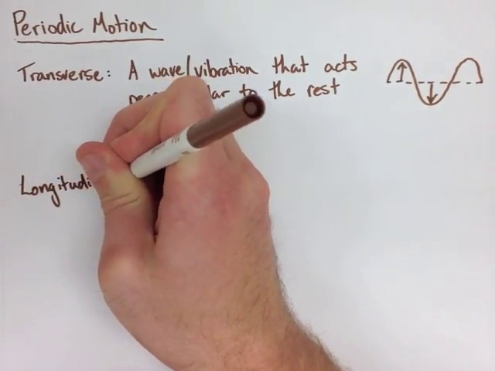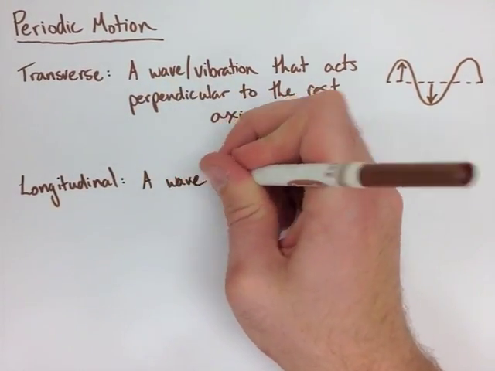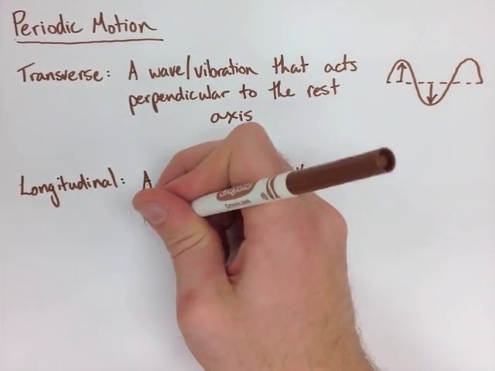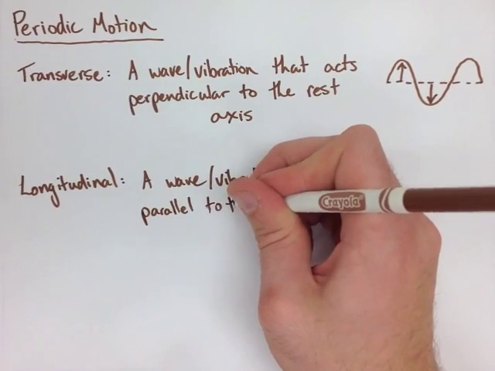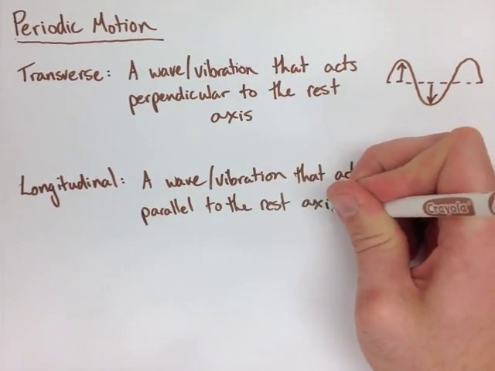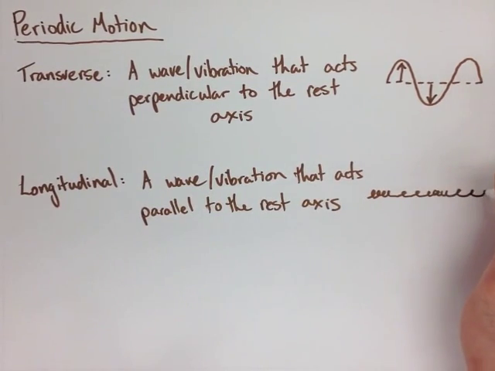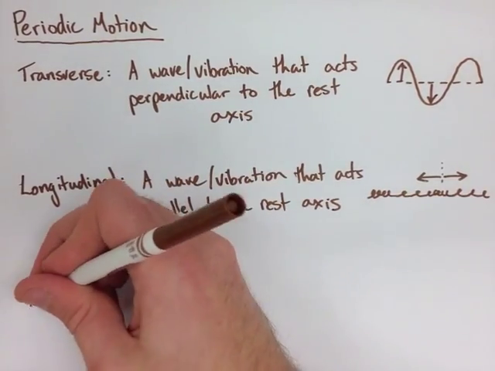Then we have longitudinal. Now this one is a little bit different. This is a wave or vibration that acts parallel to the rest axis. A good example of this is thinking of a slinky. If you're pushing the slinky back and forth towards one another, you have some extensions and some contractions in the slinky.